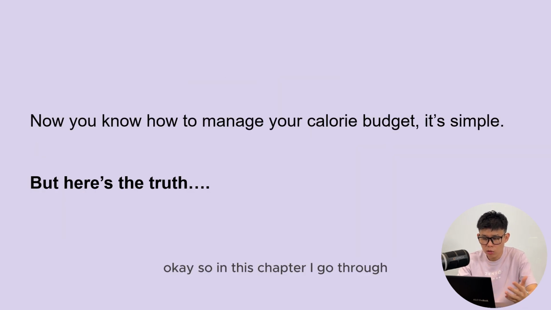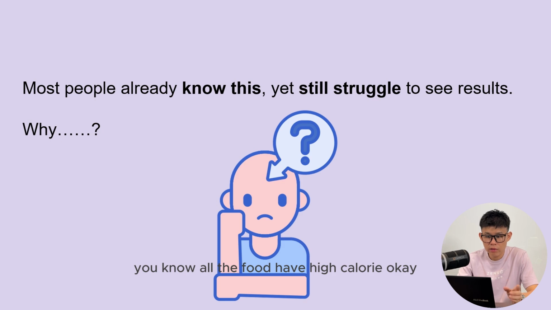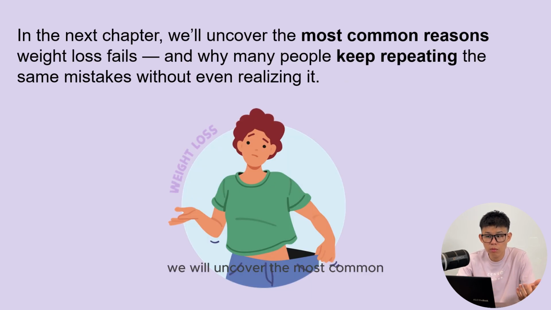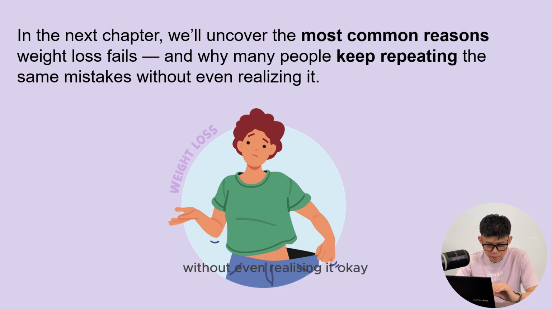So in this chapter, I went through how to manage your calorie budget. It's simple, but here's the truth: most people already know. You know all the food has high calorie, but still you can't control it and still struggle to see results. Why? In the next chapter we will uncover the most common reason why weight loss fails, and why many people keep repeating the same mistake without even realizing it. So I will see you in the next chapter.